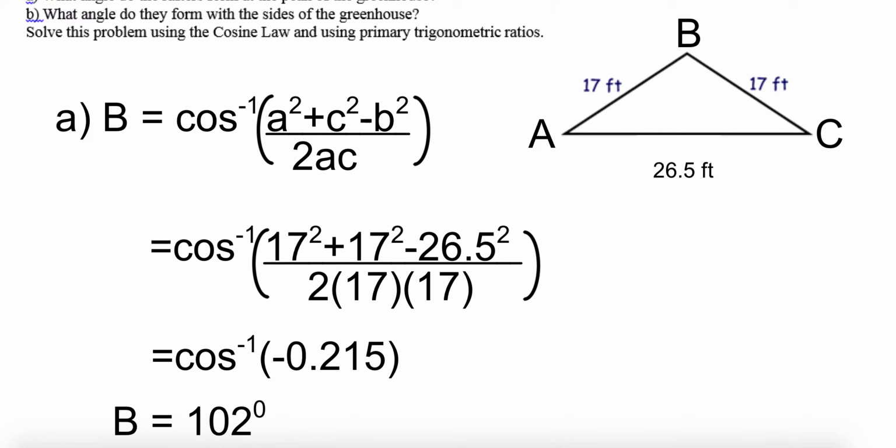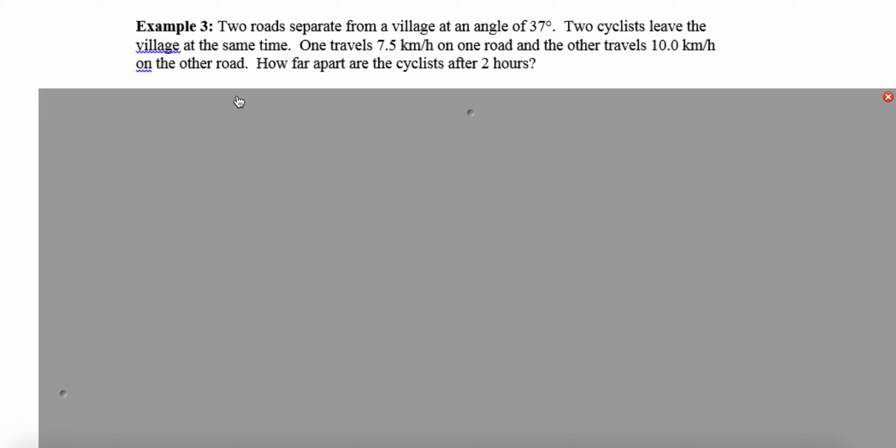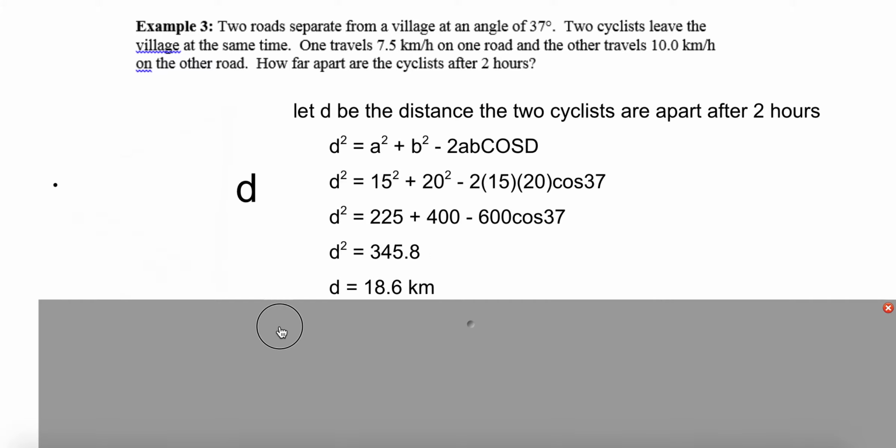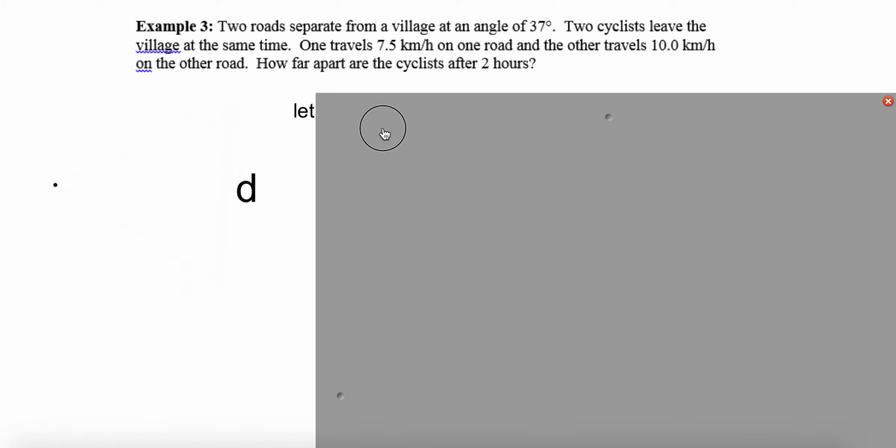Again, there's the diagram. Alright. A question like this. Two roads separate from a village at 37 degrees. This is a classic test type question. So two cyclists leave at the same time. One's going 7.5 kilometers an hour, one's going 10. How far apart are they after 2 hours? That's the key to this question. When you're drawing the diagram, if they're driving apart from each other at a 37-degree angle, that means they're both around 37. Okay, so, whoa, I'm showing you the answer there first.